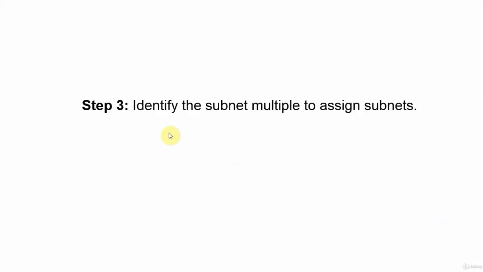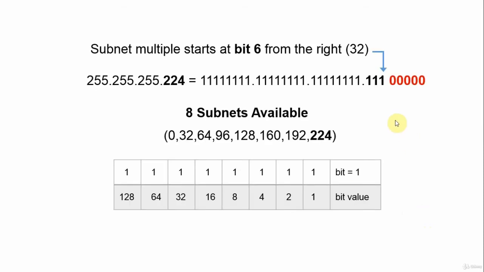And now I need to identify the subnet multiple to assign to subnets. So we know that the multiple is something that's required to do the calculation when we start specifying each subnet, how we're going to assign addressing. So in this case, there's 5 bits for hosts, and these 3 here for subnets. So starting at bit position 6, that value would be 32. That's bit position 6. So just a quick reference there. That's the value of it.